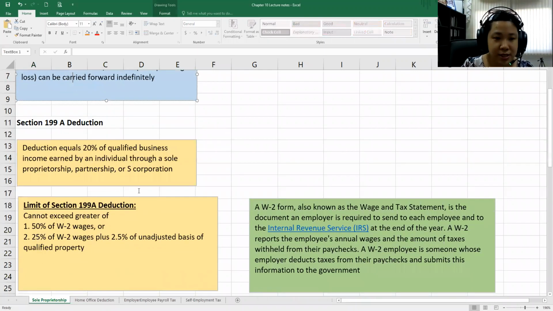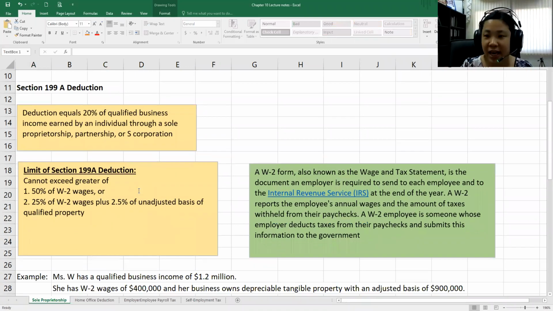Okay. Now, let's talk about the Section 199A deduction. Do you remember when we calculate the individual income tax return? We have 4 steps. Remember that? Step number 1, calculate the total income. Step number 2, we minus above-the-line deductions, and that will give you the adjusted gross income.